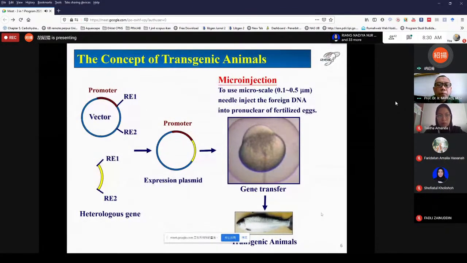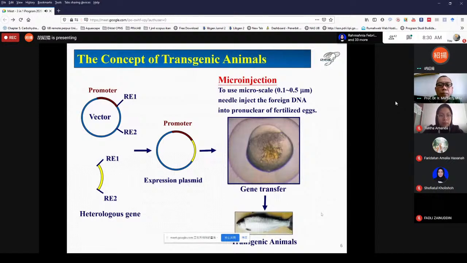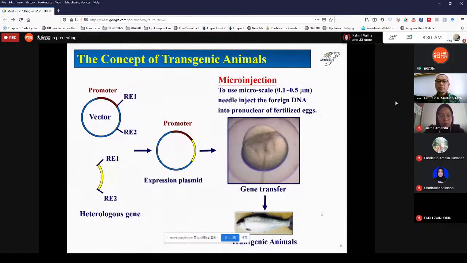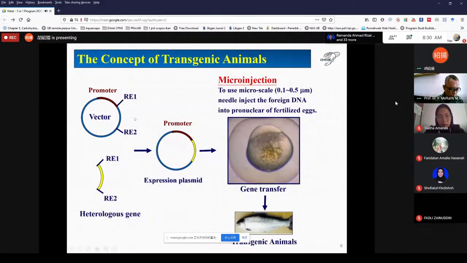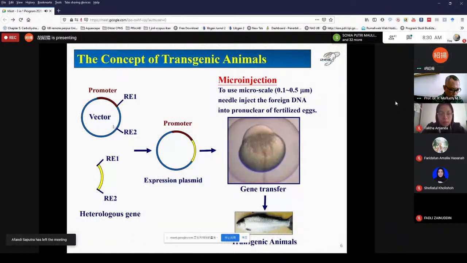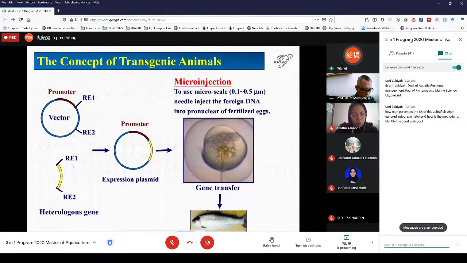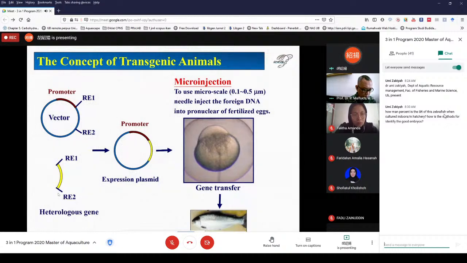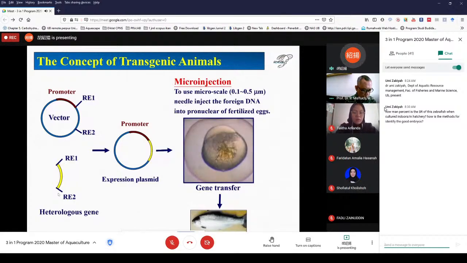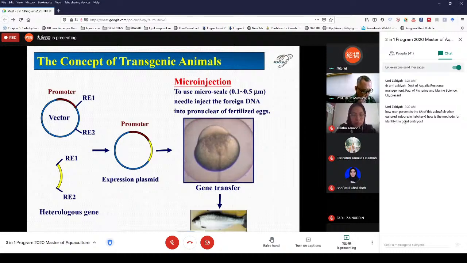When we establish transgenic animals, there are two technologies involved in this study. One is recombinant DNA, and one is gene transfer technology. For recombinant DNA, I think everyone understands: when we want to express a target gene, for example, you clone a heterologous gene, maybe a hormone or an enzyme that you want, from other species. Then you use the restriction enzyme and ligate it into the vector.